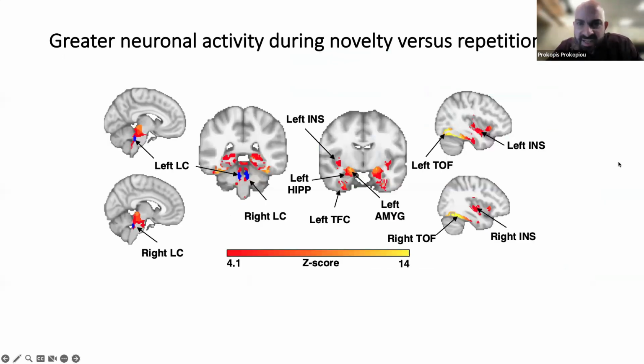So we first investigated brain activation during novelty versus repetition and observed significant activation in the LC, confirming the results I showed you right before. In addition to the LC, which now is shown in blue, we also found activation in other regions. Overall, these results come from a different population than we initially used in the previous study, but we still got similar regions showing significant activation during novelty.